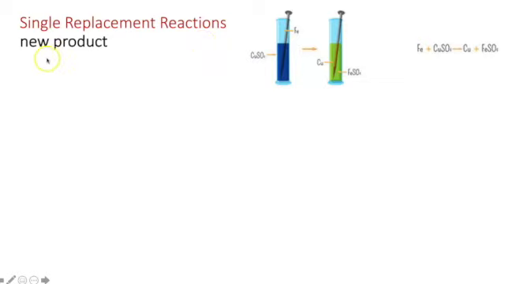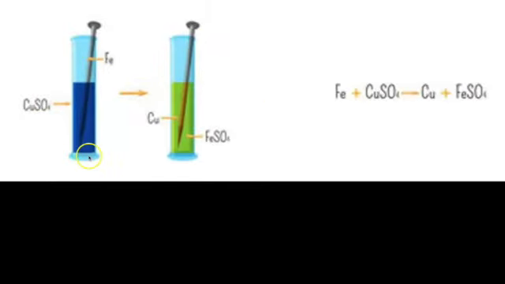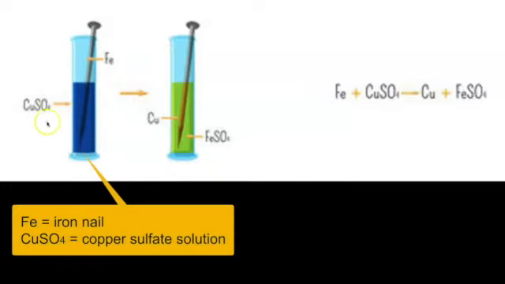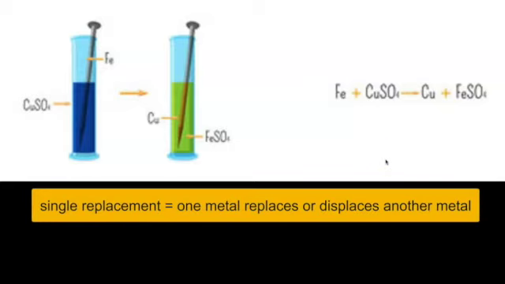In a single replacement reaction, you get this kind of magical new product that seems to have appeared from nothing. So in this example, you can see that when you put an iron nail into a copper sulfate solution, that's CuSO4, this leads to the formation of copper. You'd actually see this iron nail that's a silver color turn to a copperish color because of the formation of copper. So it looks like magic, but because it's chemistry, we know it's not magic. It's a single replacement. It's a chemical reaction.